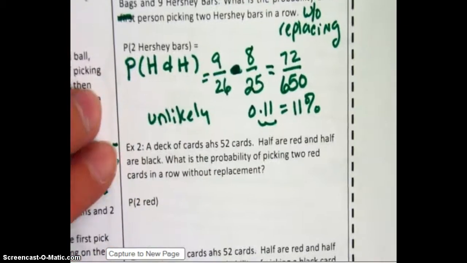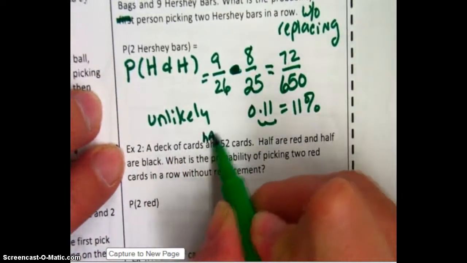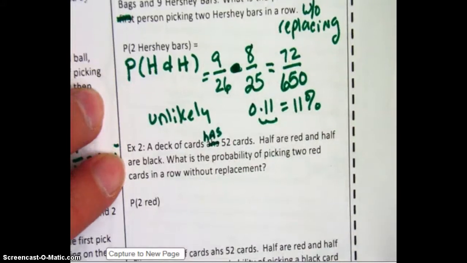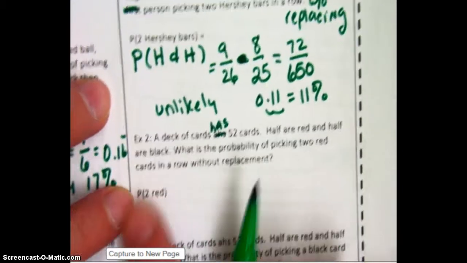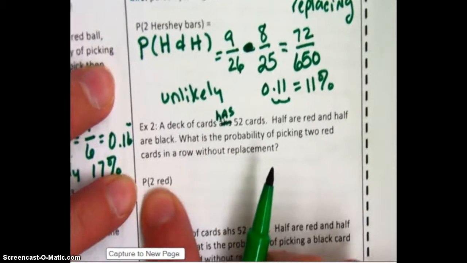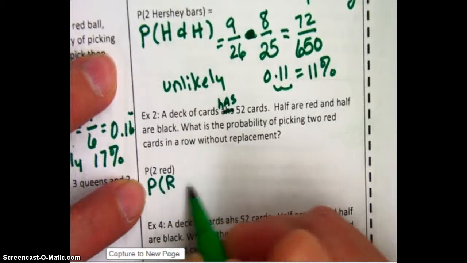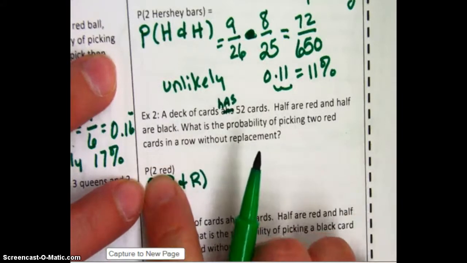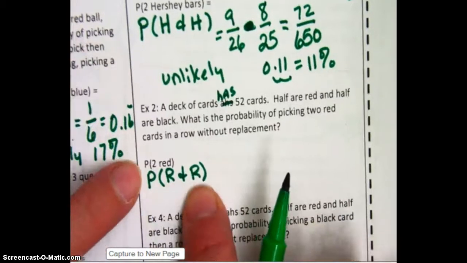This example here says a deck of cards has, typo, 52 cards, half are red and half are black. What is the probability of picking 2 red cards in a row without replacement? So again, don't let this 2 red here confuse you. If it does, rewrite it as what is the probability of picking a red and a red, because you're not going to pick 2 cards out at the same time. You're going to pick them out one at a time. You're going to pull a red and then you're going to pull a red.